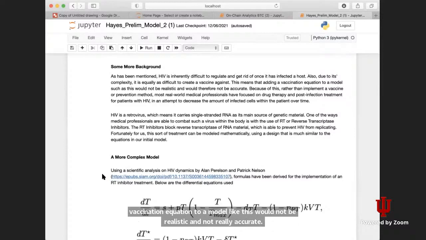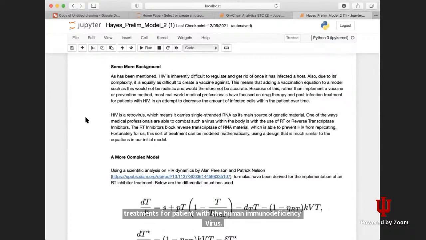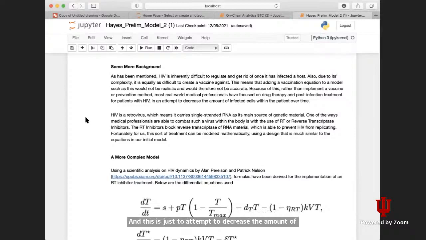So rather than implement a vaccine or prevention method, most real-world medical professionals have actually focused on drug therapies and post-infection treatments for patients with the human immunodeficiency virus. And this is just to attempt to decrease the amount of infected cells within that patient over time. Since HIV is a retrovirus, it carries single-stranded RNA as its main source of genetic material.